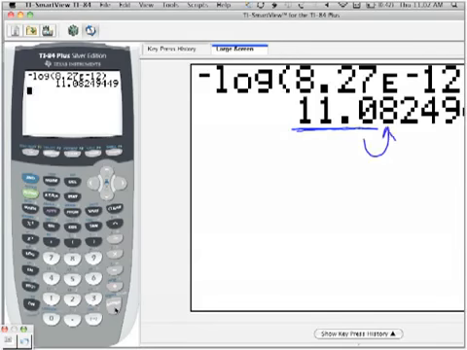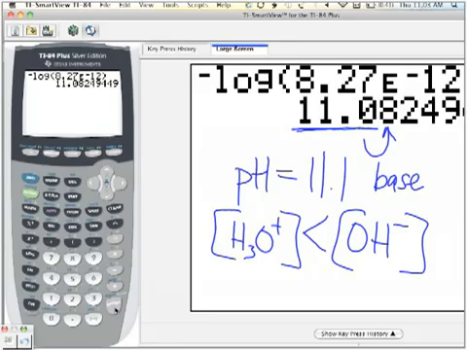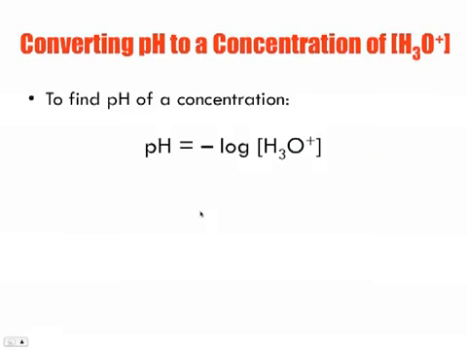So the concentration of the hydronium ion, with respect to the concentration of the hydroxide ion, is going to be equal, greater than, less than? Less than. So the concentration of the hydronium ion is less than the concentration of the hydroxide ion. We've already just looked at calculating the pH of the hydronium ion. So to do that, we just find the negative log of the actual concentration of the hydronium ion.